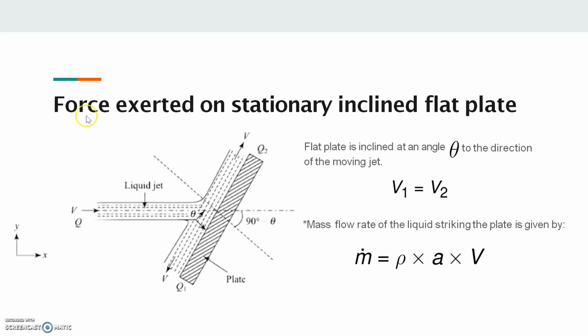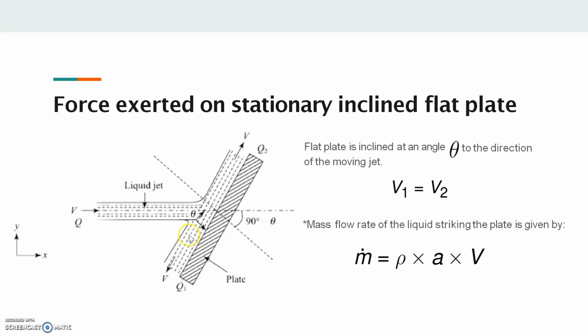Now let us go to the second case, where the force is exerted on a stationary inclined flat plate. Let us take this case where you can see the flat plate is inclined at an angle of theta to the moving jet. So the jet is moving in this direction and the plate is inclined. This is your angle theta. So now, if this is theta, obviously this has to be 90 minus theta, because this is normal to the plate and this will be tangential to the plate.